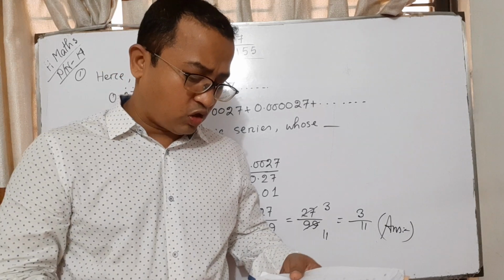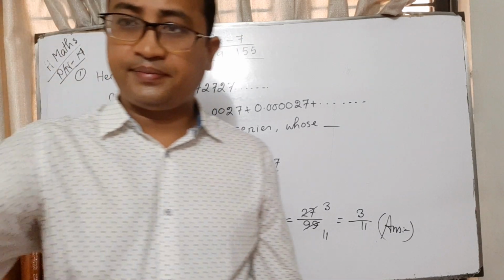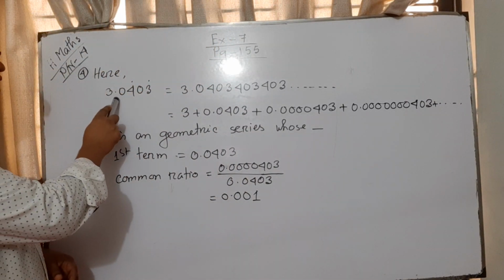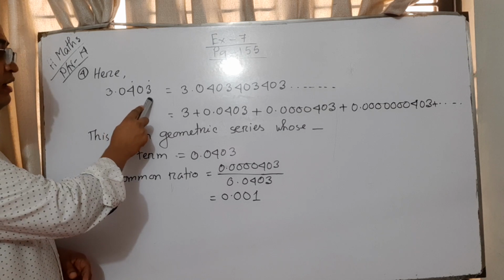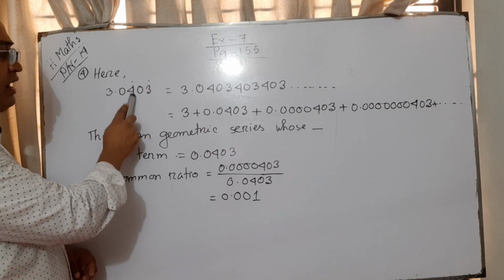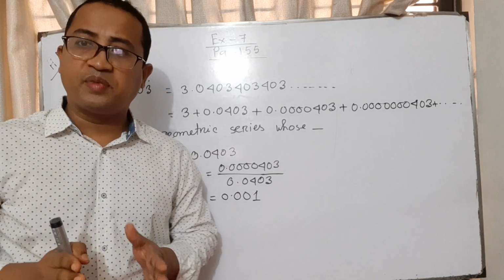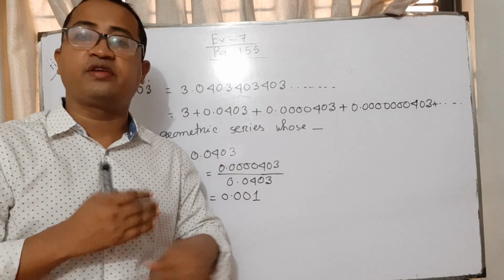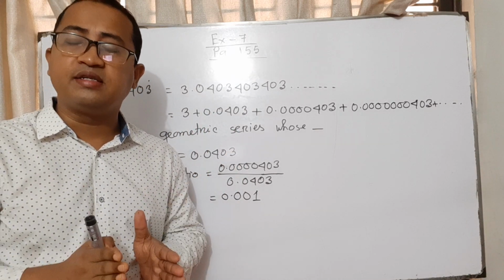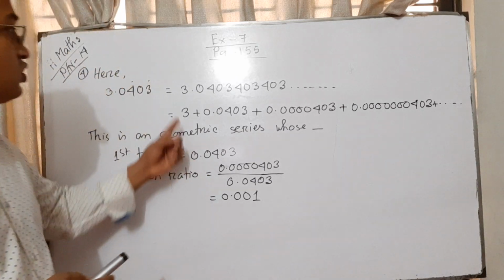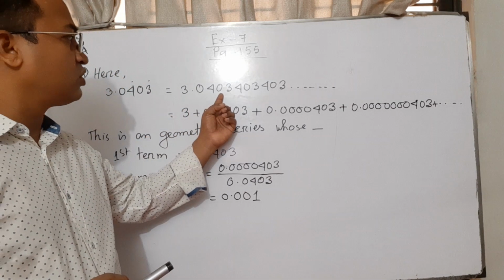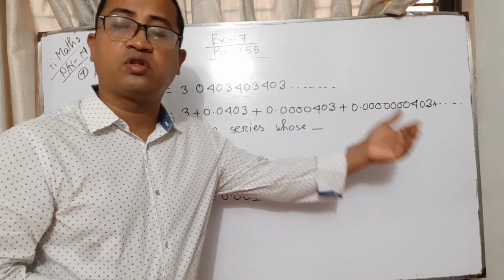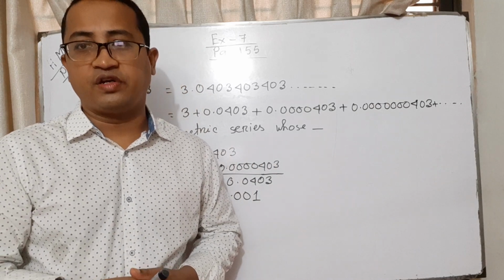Similarly we will solve question number 4. Look, it is given 3.0403, with dots at the head of 4 and 3, that means 4 to 3, that is 403. These three digits repeat again and again. So it becomes 3.0403, again 403, again 403, again 403, going on up to infinity.